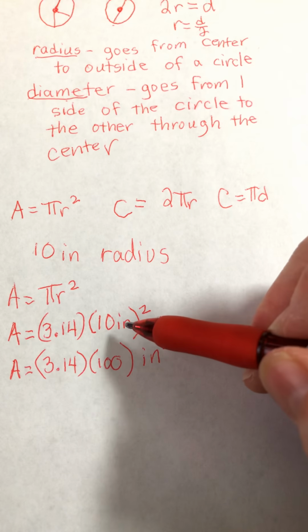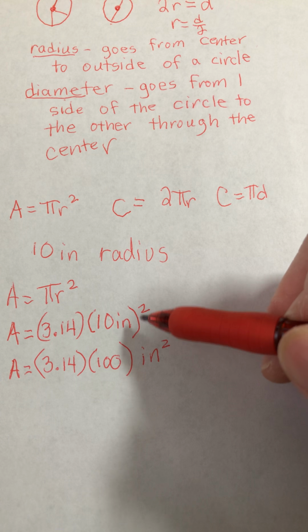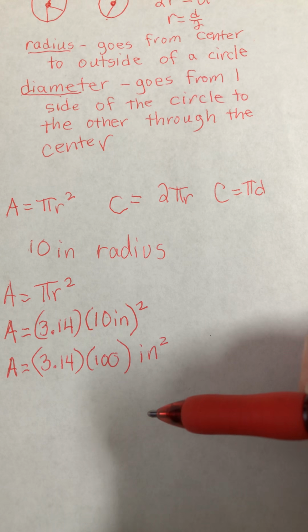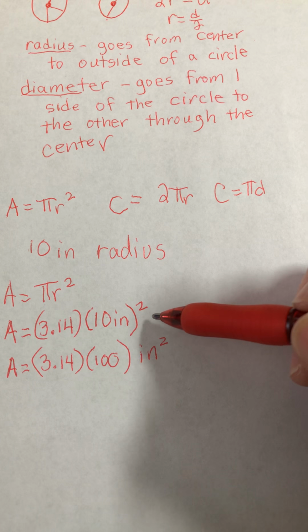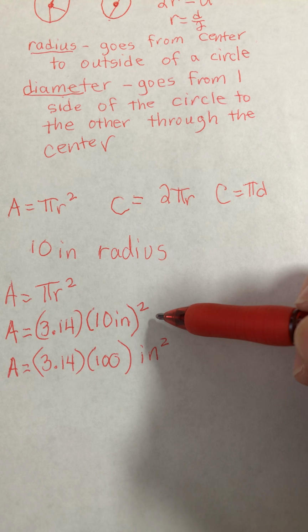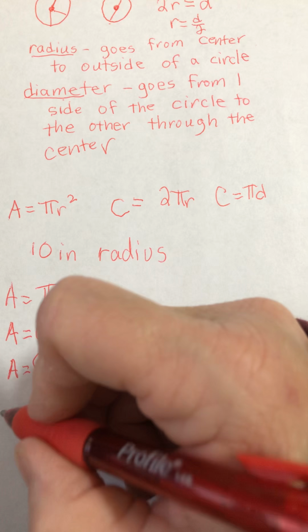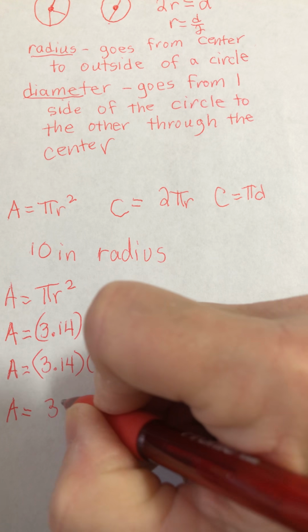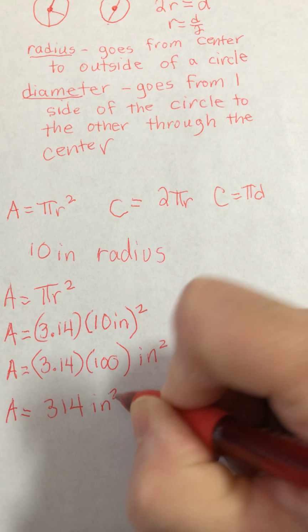And it's really important that you show those units as you're doing your problem. Don't just wait till you get to the end and put inches squared at the end. Include them in the parentheses. If you put them outside of the parentheses, that would not be right because then you're not going to be squaring those units. So area equals 314 square inches, or inches squared.